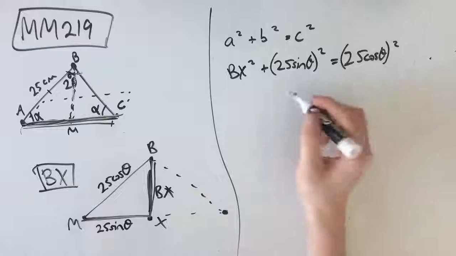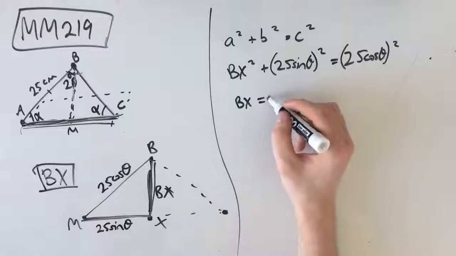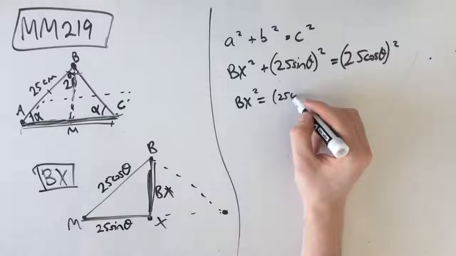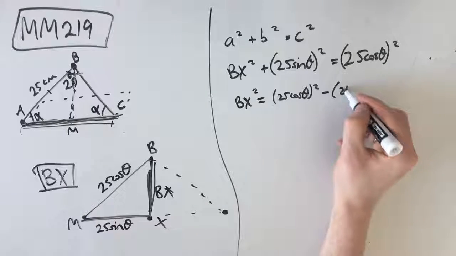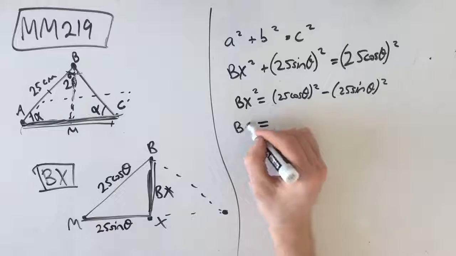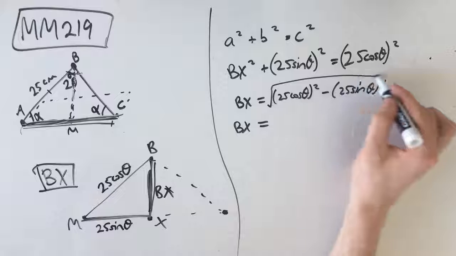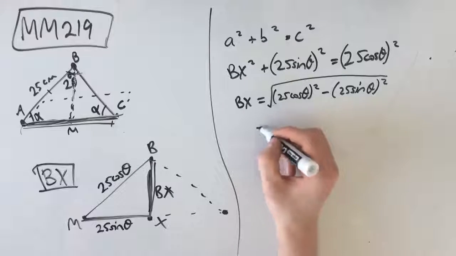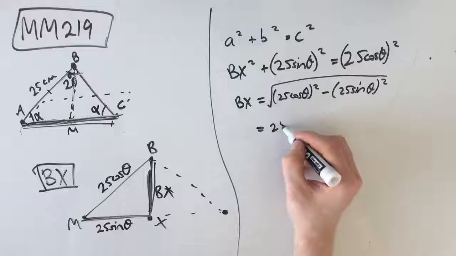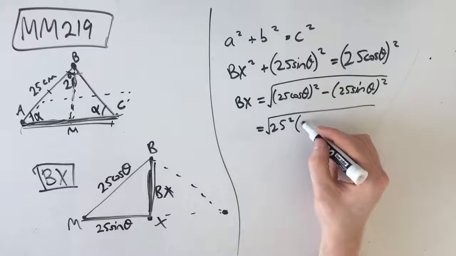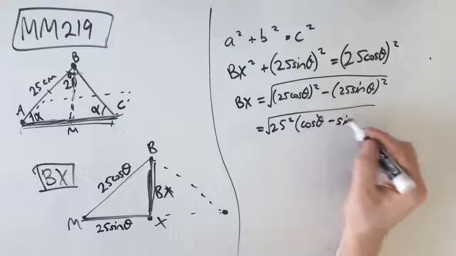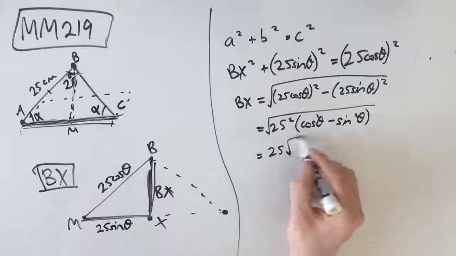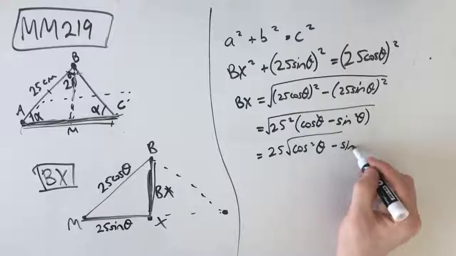Now, from here, we are looking for bx on its own. So what we get is bx squared equals 25 cos theta squared minus 25 sine theta squared. Then we take the square root of both sides, which gives us this. What we can also do then is take out the 25 as a common factor. So we get the square root of 25 squared times cos squared theta minus sine squared theta, and we can cancel the square root and the squared and get 25 root cos squared theta minus sine squared theta.